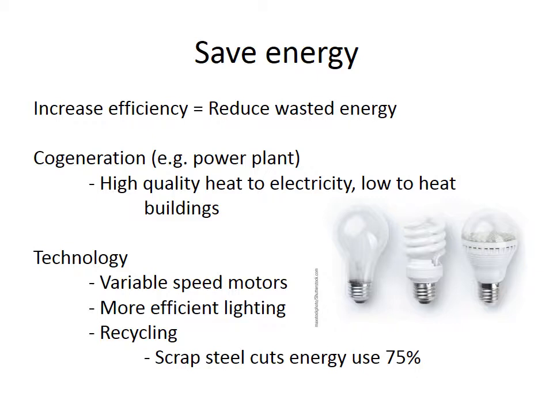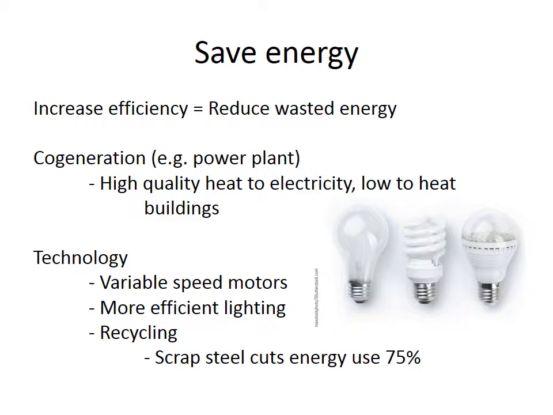And if power plants could use high quality heat to do electricity and low quality to heat the buildings, it would actually allow them to save a whole lot of energy. Technology, we could have variable speed motors. Do any of you have a variable speed motor in your car? No. Think about how a bike works, the 10-speed bikes where you use different speeds for different ideas. What if we could do that with our engines? What if we had more efficient lighting? LEDs are way, way better than the halogen lamps. Recycling. Scrap steel cuts the use of electricity by 75% for producing steel.